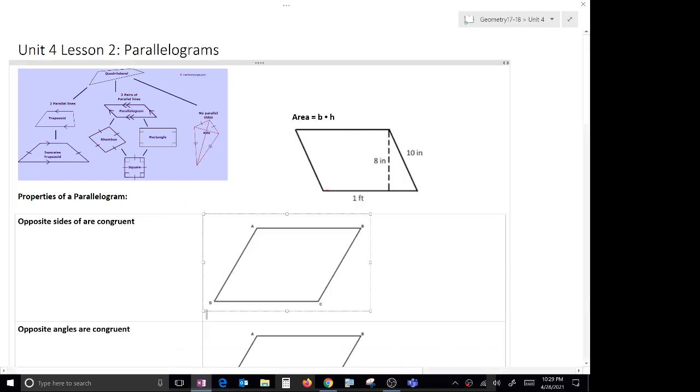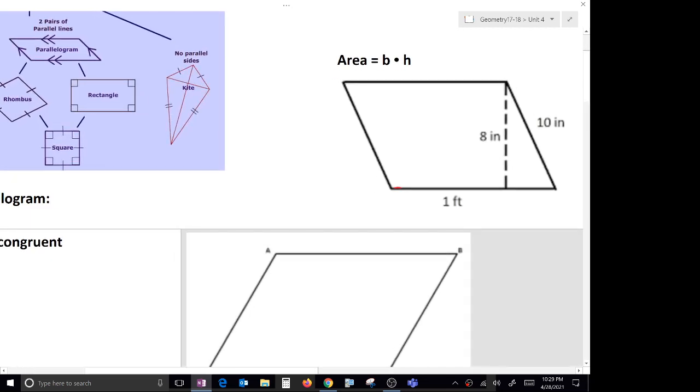Hey everybody, this is Mr. Chernitsky, and this is Unit 4, Lesson 2. Or, sorry, actually this is going to be quadrilaterals, not parallelograms. We're going to talk about parallelograms, but also the rest of our quadrilaterals.